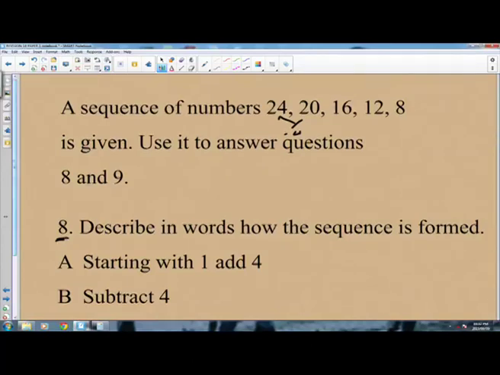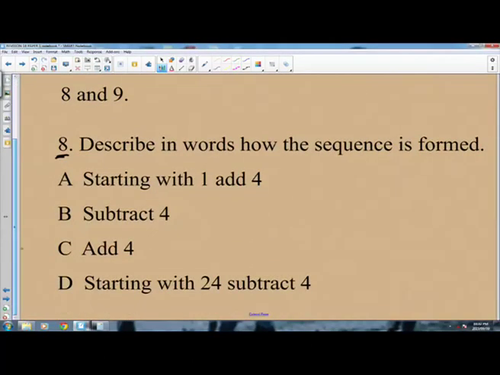So let's check. Starting with 24, subtract 4. It says starting with 1, add 4. This is not the correct answer. B says subtract 4. This doesn't fully describe the sequence. It's just saying subtract 4. And then C says add 4. D says starting with 24, subtract 4. So this is the correct answer to this question. You have to subtract 4, starting with the number 24 within that sequence given.